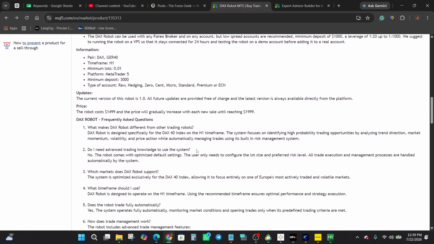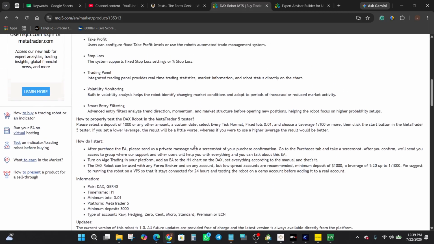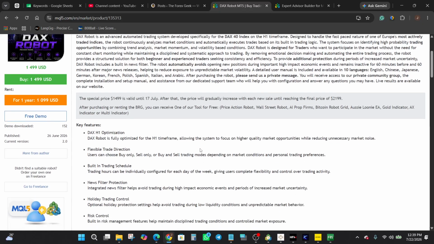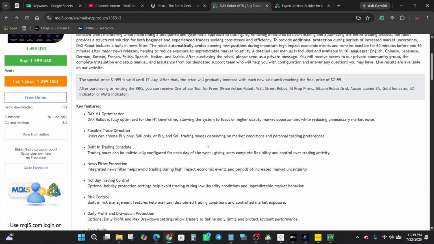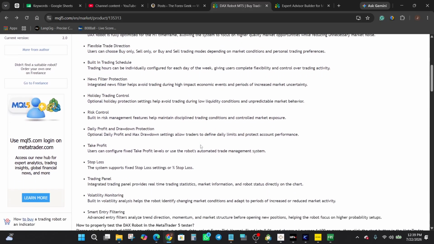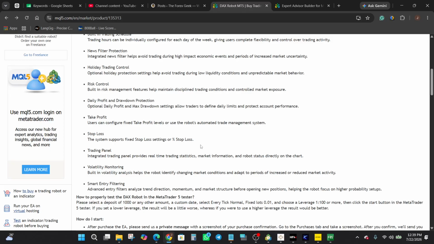All right, so looking at the input parameters and the features, you can customize quite a lot: the lot sizing, the risk levels, the trading schedule, the news filter, the daily limits, the stop loss and take profit options, and more. The news filter and daily protections stand out for managing exposure during volatile times or prop style trading. The system is designed to run fully automatically once set up on the chart.